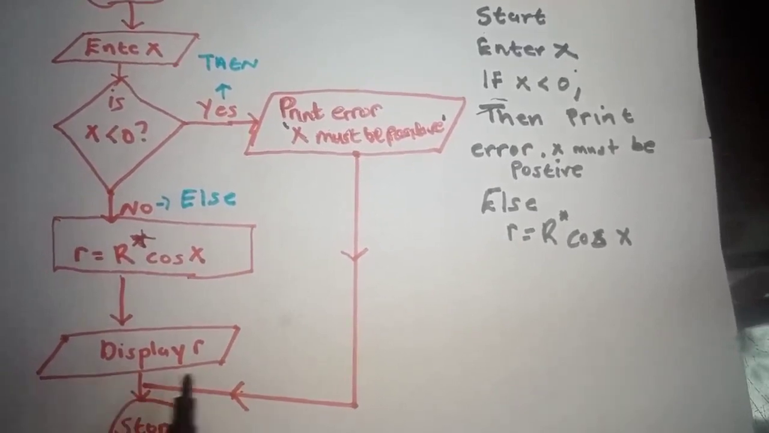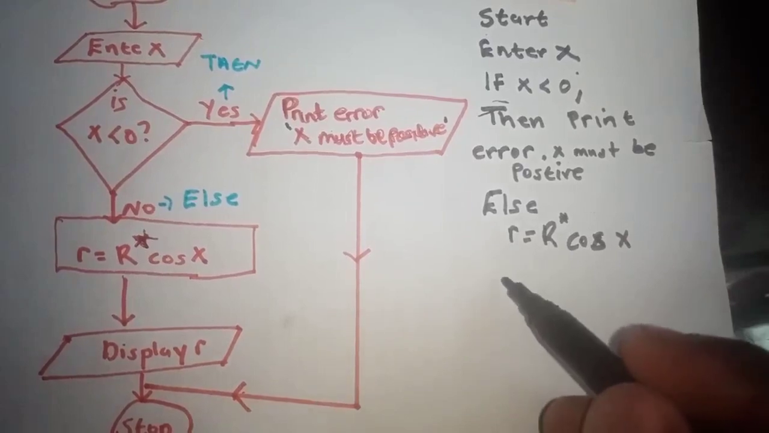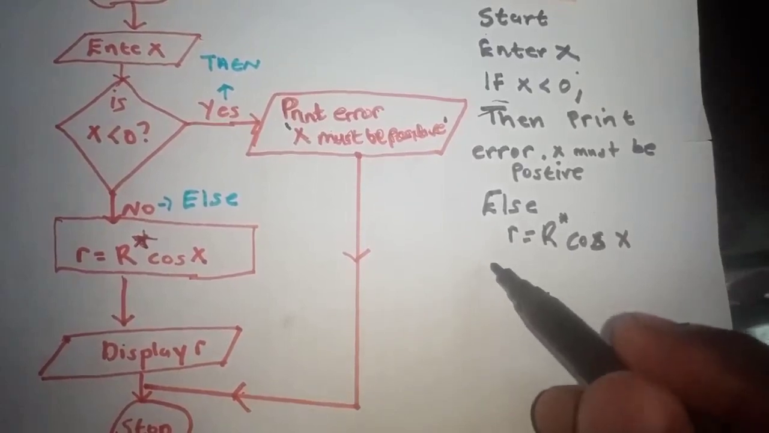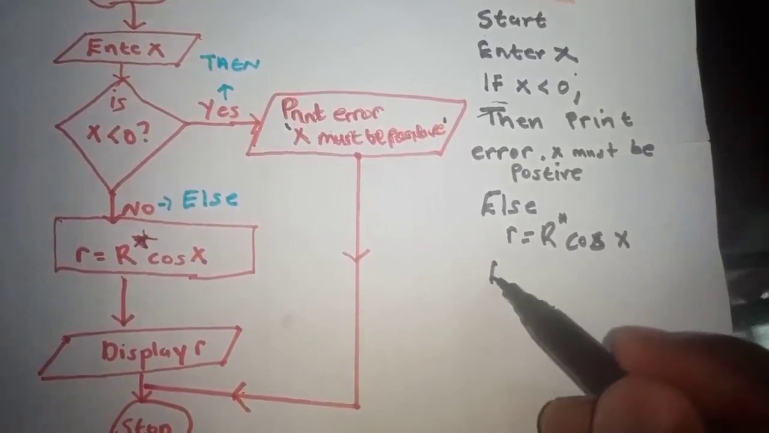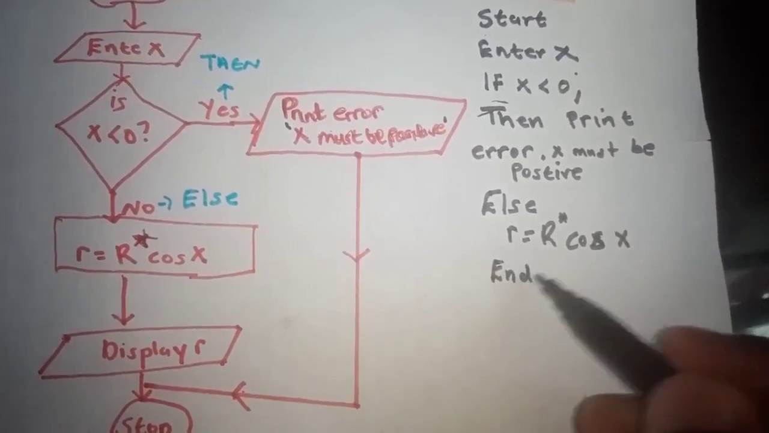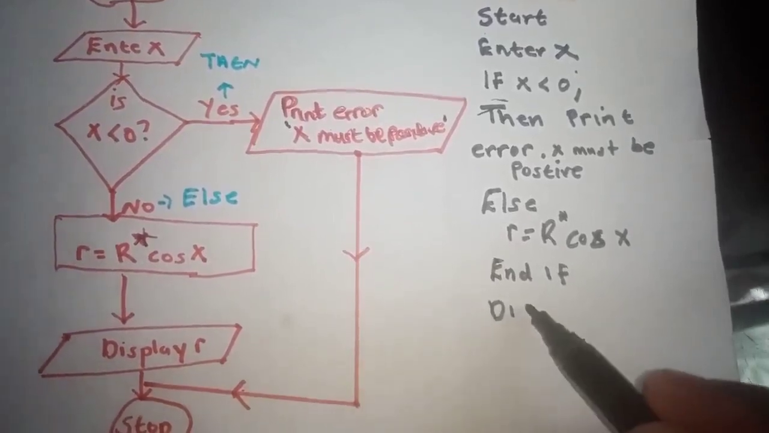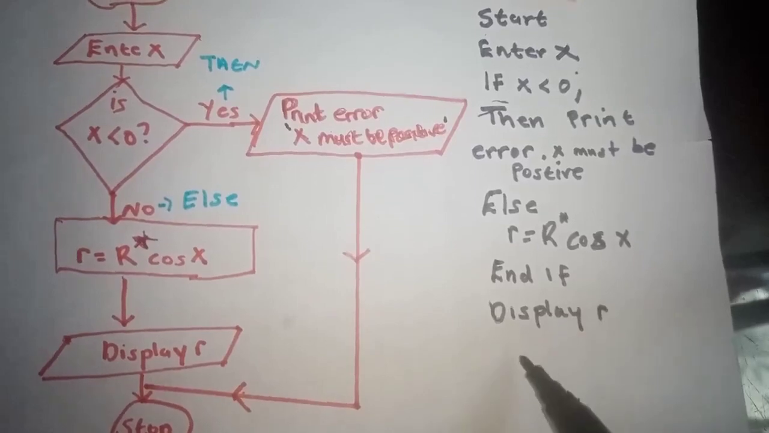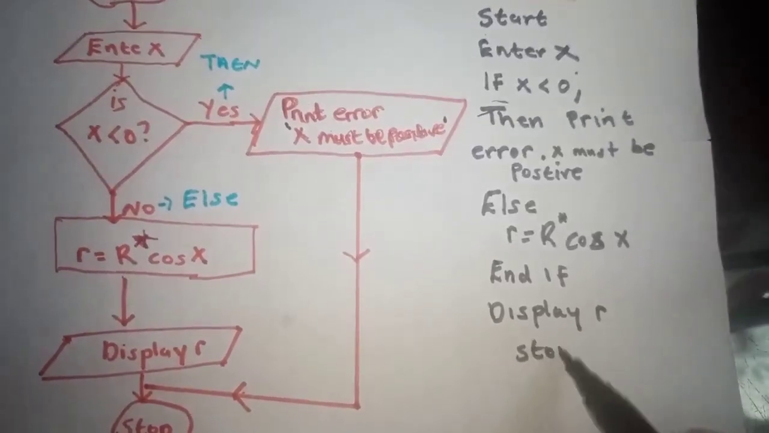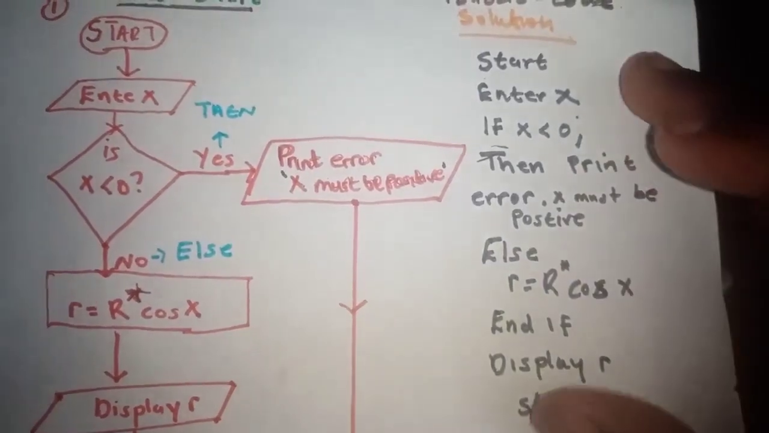Then here you are going to do what? Display R. You can write end if, then you write display R, and then you can stop. So this here is what we call pseudocode.